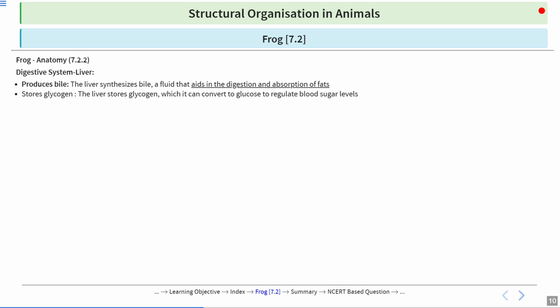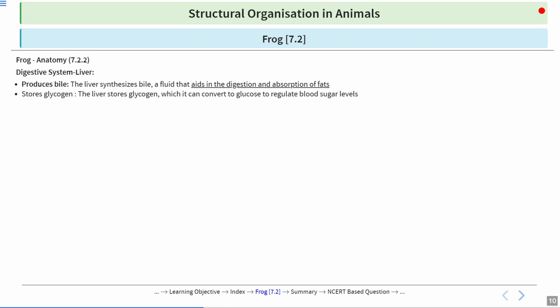And at that time this glycogen will be converted to glucose, right? So this is a stored type of food material that we see in the case of frog. The liver stores glycogen, which it can convert to glucose to regulate the blood sugar level, right? So this is also helping to regulate the blood sugar level.